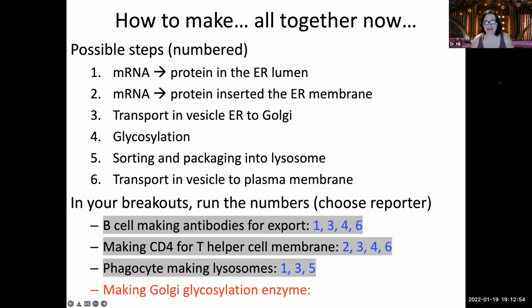How do you make a glycosylation enzyme that ends up in the Golgi? What steps are required, do you think? Just put your thoughts in there.